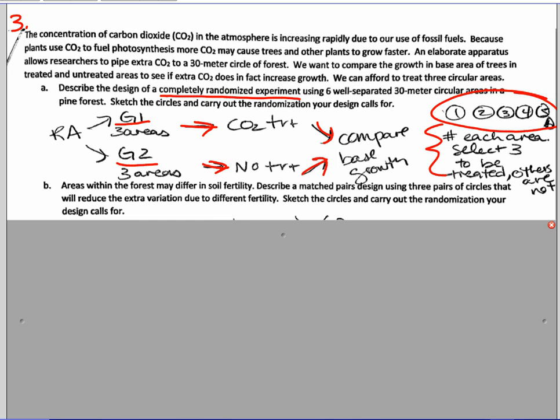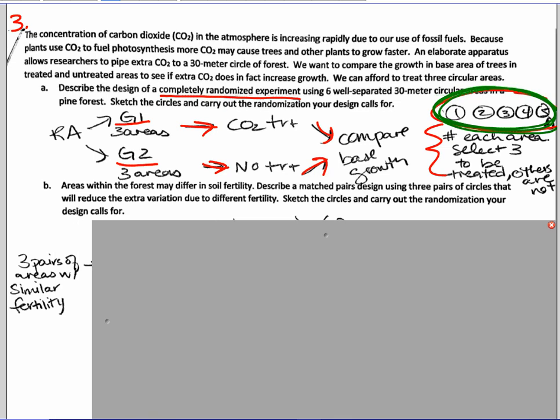So what I'm going to do is I'm going to take these 6, I'll do this part in green. I'm going to take these 6 circles, right, these 6 areas, and I'm going to make sure that I have grouped them into 3 pairs of areas with similar fertility. So in other words, let's say that 1 and 2 are similar, and then 3 and 4 are similar, and then 5 and 6 are similar. So these 2 are similar, these 2 are similar, these 2 are similar.